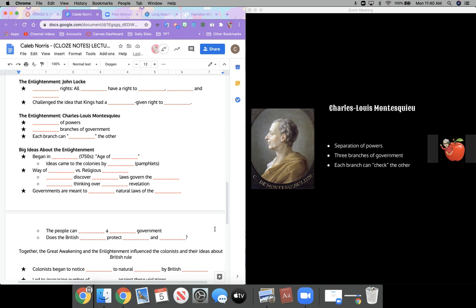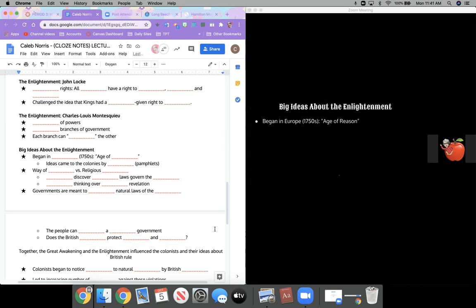So this was something that was brought up during the Enlightenment period. Some big ideas about that: it began in Britain, in Europe, in the 1750s, a little bit after the first Great Awakening, kind of moving into the second. In the 1750s, Europe saw this movement called the Age of Reason.